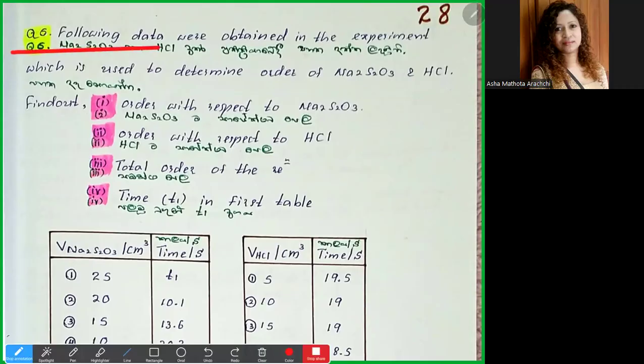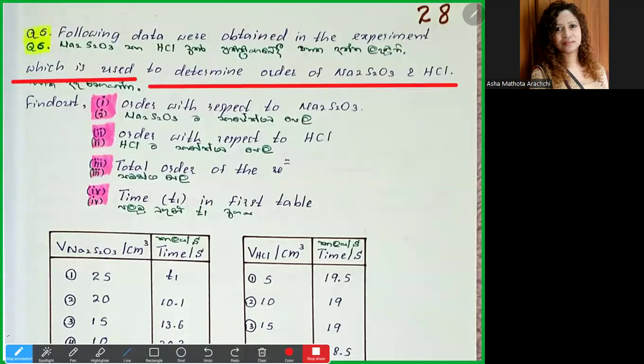Q6. Following data were obtained in the experiment, which is used to determine the order of sodium thiosulfate and HCl.